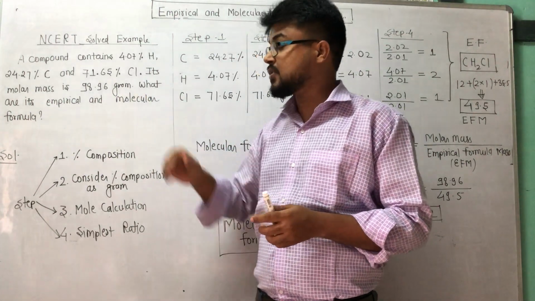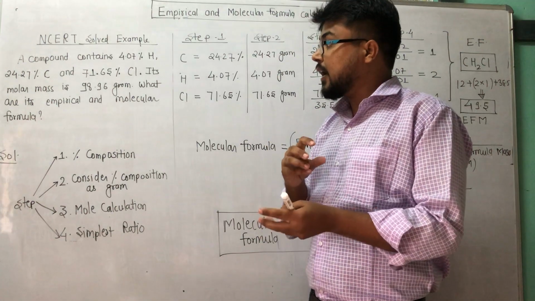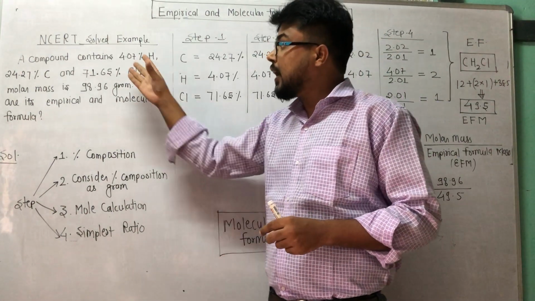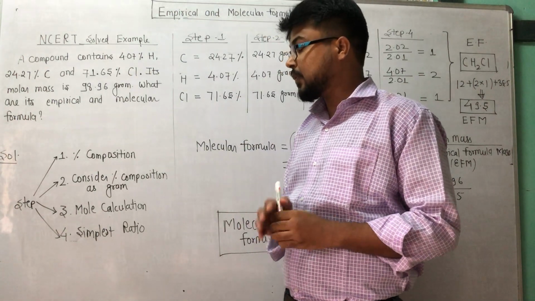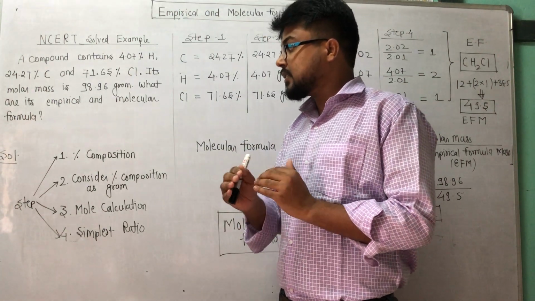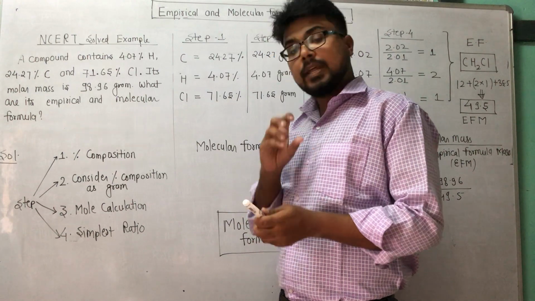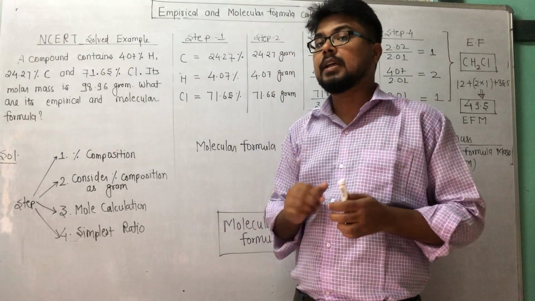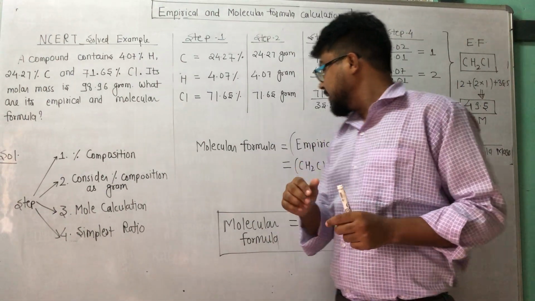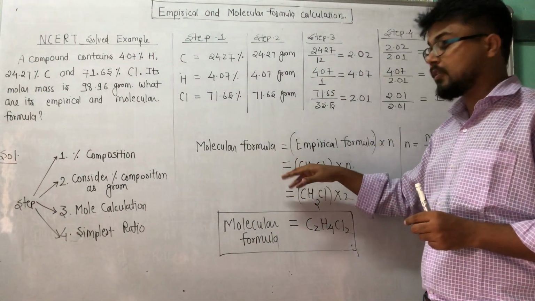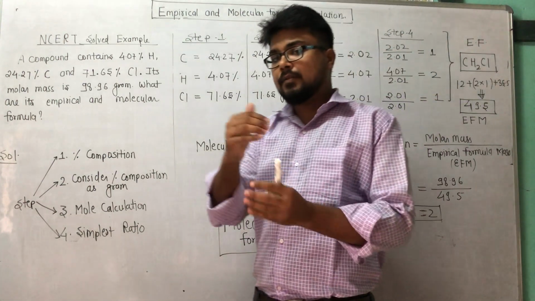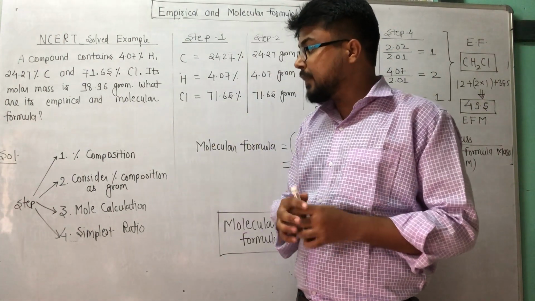So you can see in this question he is asking that you have to calculate both the empirical and molecular formula with this concept. First we will go for the empirical formula, and after calculating it we have one jugaad: the molecular formula can be calculated as empirical formula multiplied by n. So one by one we will follow the steps.